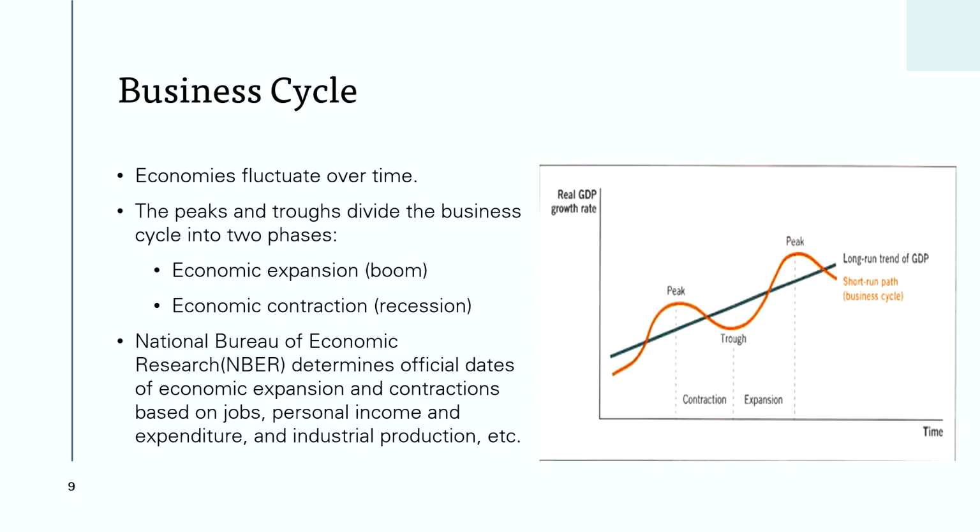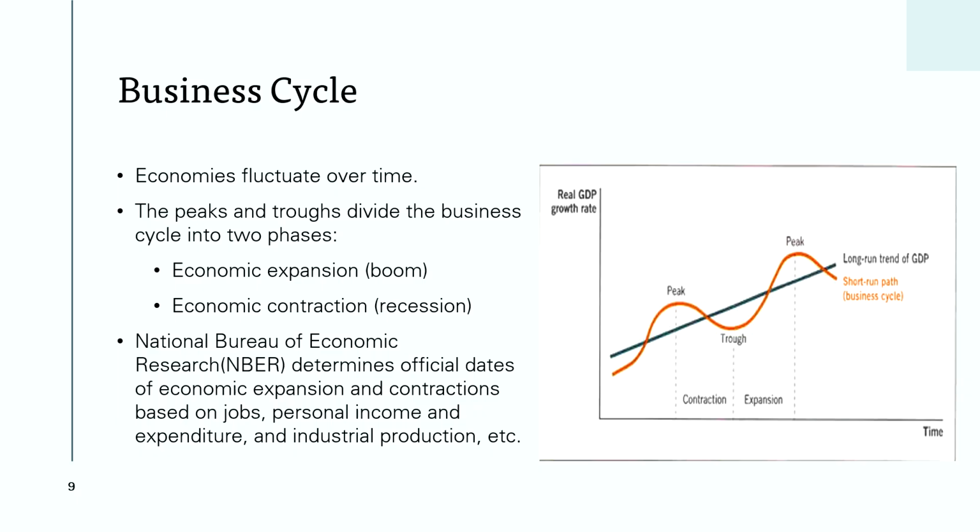Economies do not grow smoothly over time. Instead, they experience ups and downs, which is called the business cycle. These ups and downs create two main phases. An economic expansion is a period of rising output and employment. A recession is a period of declining economic activities.